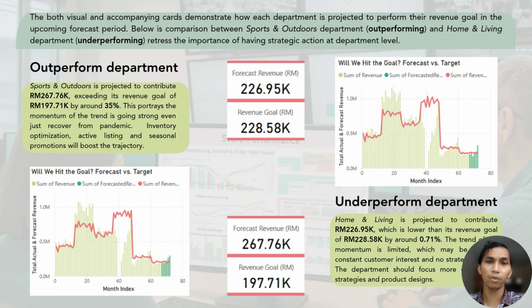On the right, however, we have the home and living department, which is forecasted to bring in 226.95 thousand ringgit, just under its goal of 228.58 thousand ringgit. While the shortfall is small, the forecast trend appears stagnant, indicating potential saturation or weakening demand. In summary, this visual highlights how forecasting can guide department-level decision-making, helping us support high performers while correcting course for underachievers.